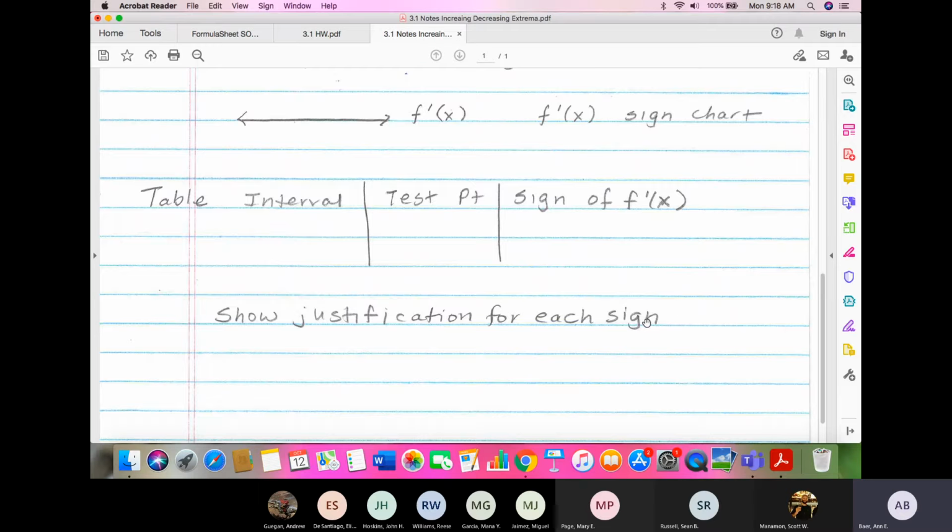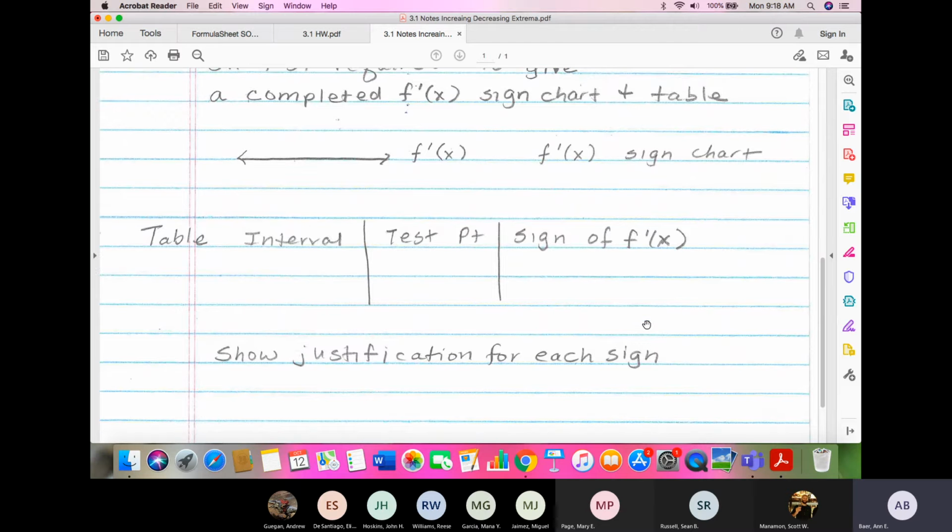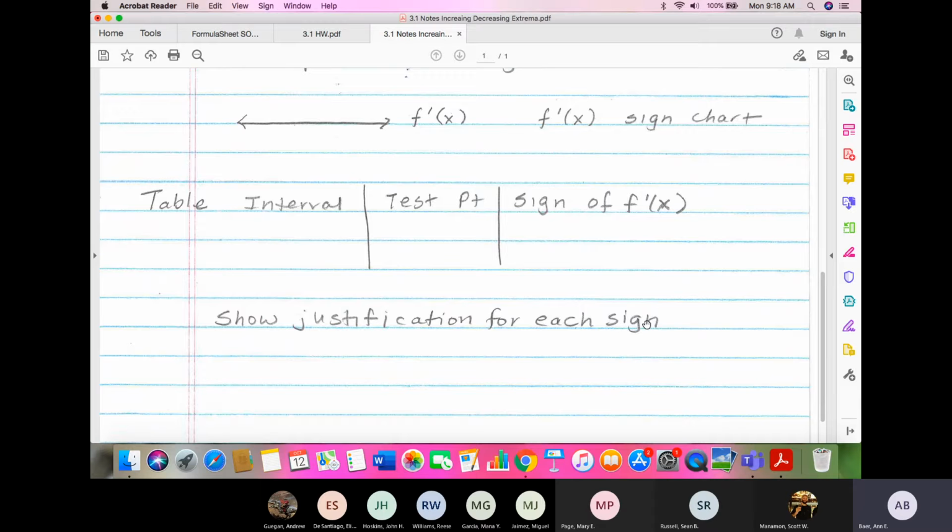Anybody have any questions on this particular page? I will put this in your course probably around noon today after I finish teaching my trig class, which is after this class. Any questions?